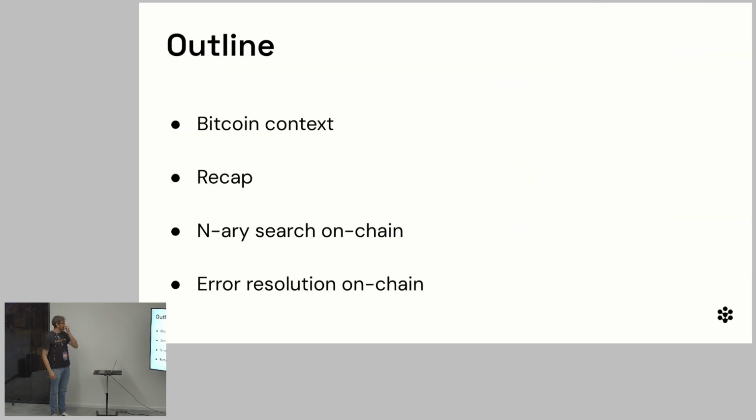So this will be a little bit the outline of the talk. I will be explaining a little bit about the Bitcoin context, then do a recap of some nice concepts that are applied in BitVMX, to pass afterwards to show how the NRI research on-chain works and how we perform the error resolution on-chain. Finally, we'll do a hands-on where we will show these two concepts in real examples in mainnet, testnet, and Winternitz.